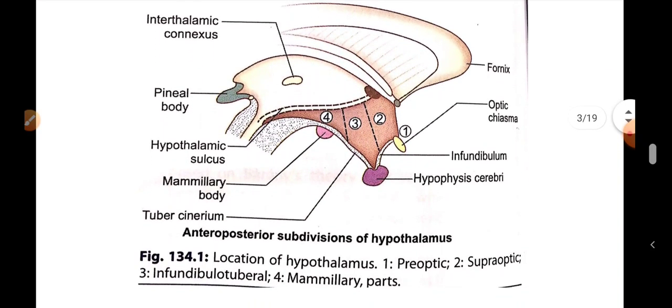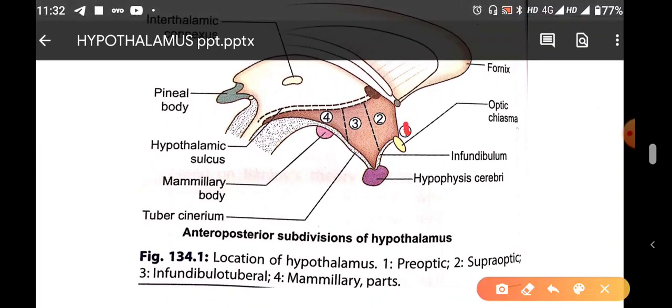So, in the diagram you can see the hypothalamus. So, this is the hypothalamus. Superiorly this is separated from the thalamus by the sulcus, that is hypothalamic sulcus. Inferiorly it is forming the floor of the third ventricle, and this hypothalamus is divided into four different parts. The first one is the preoptic area. So, this is the preoptic area.